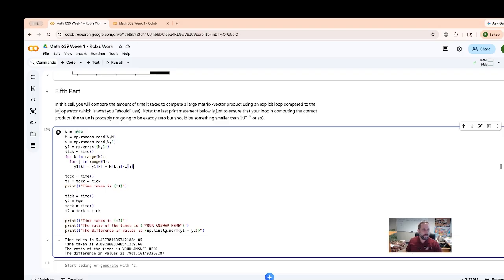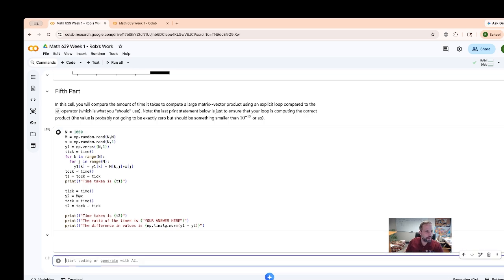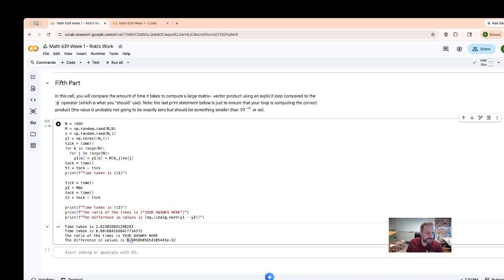Okay, all right. So now we're going to run this. Okay, so a couple things to point out. The difference is going to be 6.6 times 10 to the minus 12. That basically means we did this algorithm correctly here.